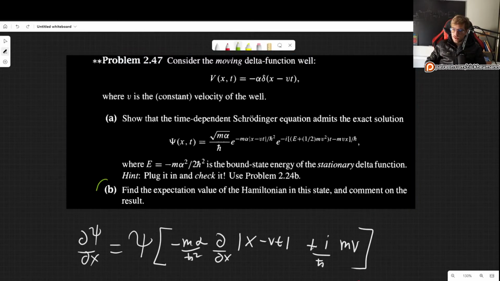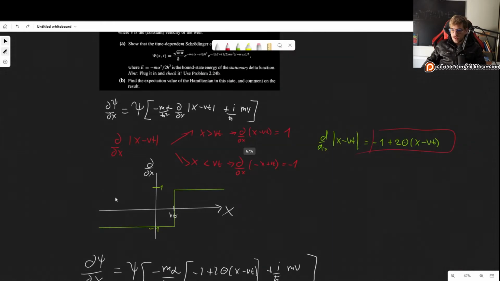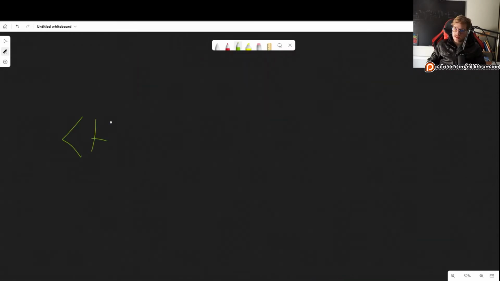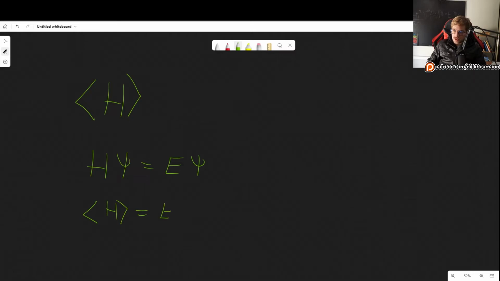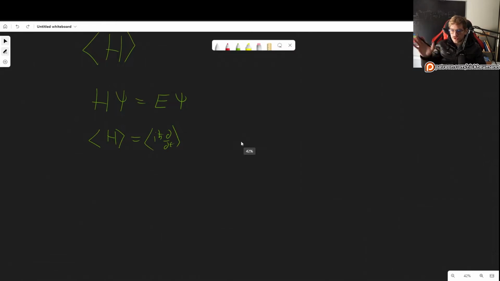Now what we want to do is part B, where we have to find the expectation value of the Hamiltonian in this state. We know that the Hamiltonian acting on psi is the same as E acting on psi. So if we take the expectation value of this, the expectation value of the Hamiltonian is the same as just E. But what is E? E is i h bar d/dt. So we want to find the expectation value of i h bar d/dt. This is something that we already knew, just a quick reminder.